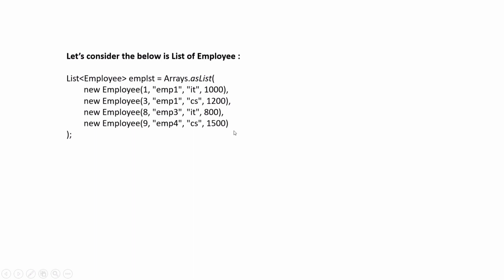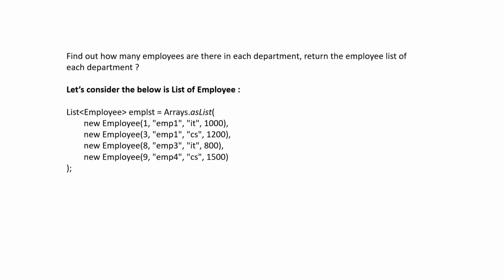Okay, let's see the question. Find out how many employees are there in each department and return the list for each department. Let's consider the below list of employees. From this list of employees we need to find the employees available in each department. So how will we do that? Let's go to IntelliJ and see.